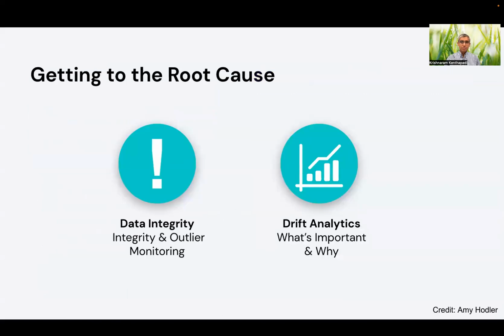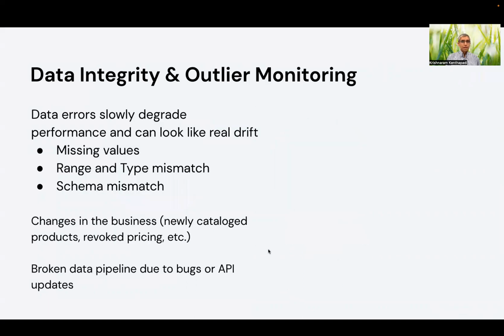Next, let's discuss what do we do once we identify different types of drift issues. Again, here we are divided into two buckets. The first is figuring out whether data integrity issues may be causing the problem. The second is, if not, to identify what may be the underlying root cause for the changes. In terms of data integrity, you could also think of it as monitoring for outliers.